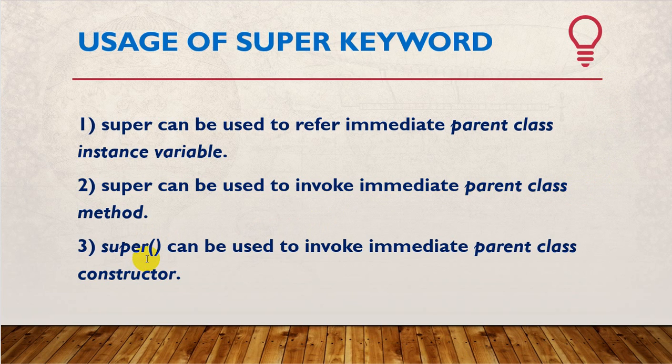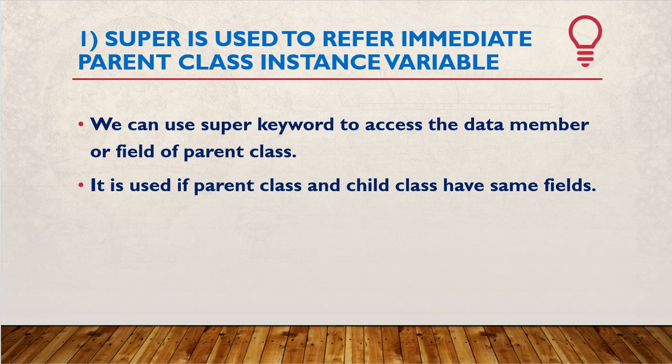The third situation where we can use super is to call a constructor. For example, we want to invoke the constructor of the parent class. In that case, we can write super with brackets, which definitely refers to the default constructor, so the parent constructor will be called, right? So these are the three different situations where you can use the super keyword. Okay, let's discuss these three situations one by one.